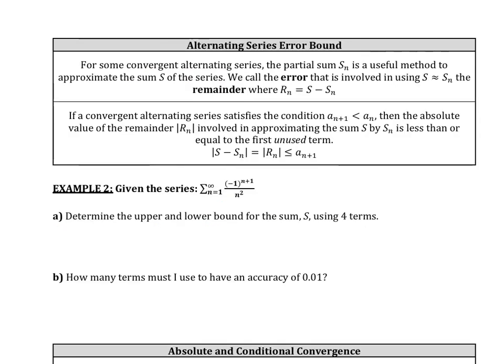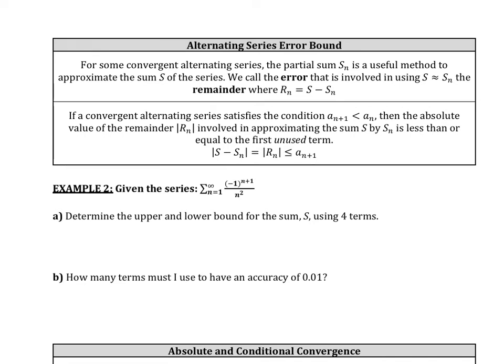Let's talk about alternating series error bound. What we know is that for some convergent alternating series, the partial sum is a really useful way to approximate the actual sum of the series. But obviously there's going to be some error because the partial sum cannot actually be the actual sum. And so what we call that error is the remainder.